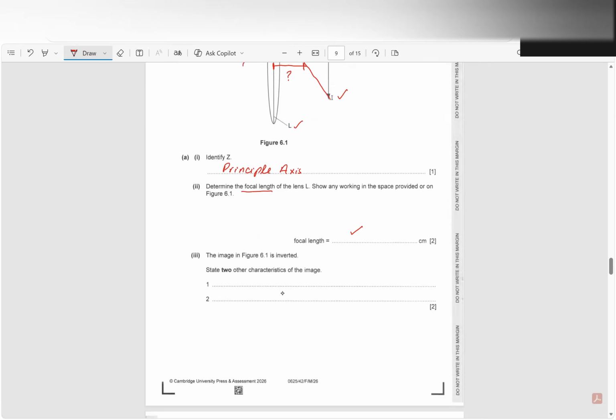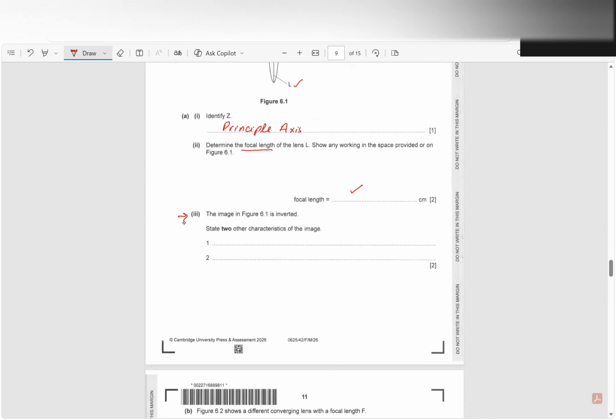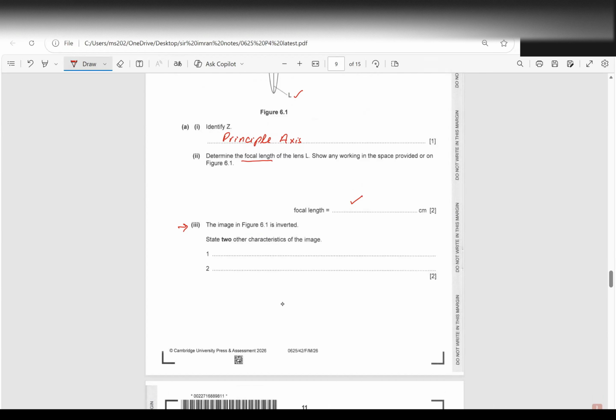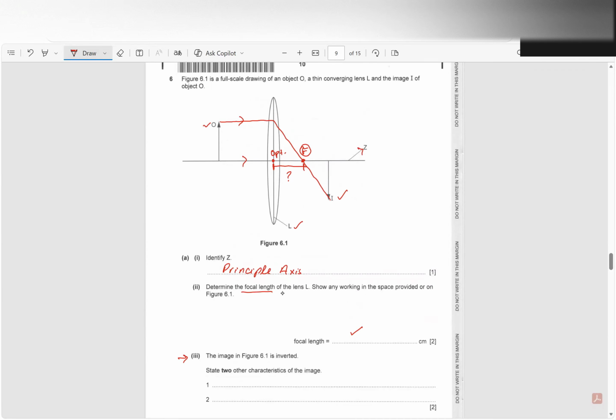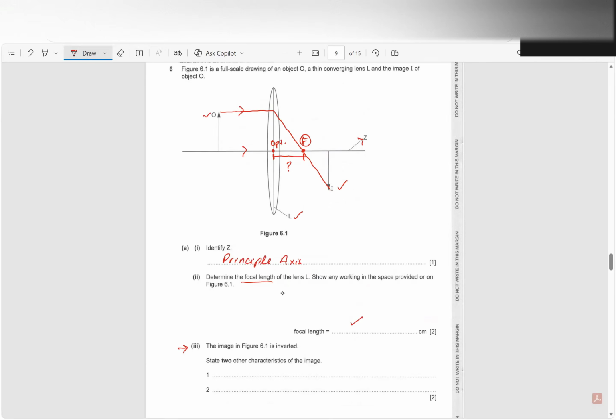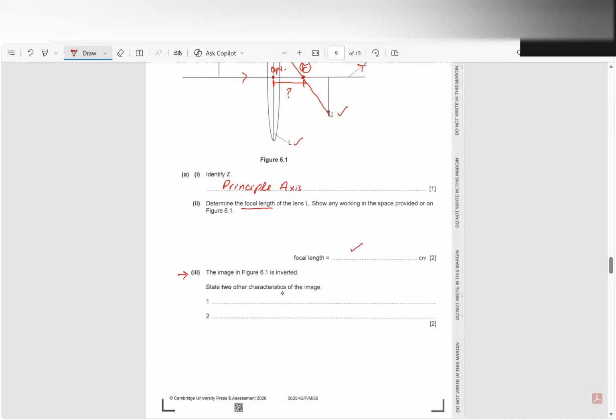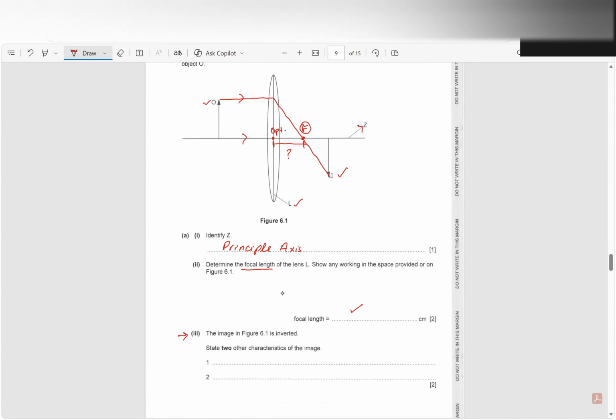Moving on. We have the next part, part 3. The image in figure 6.1 is inverted. And this is what we see here. Look at the arrow. It is upside down. So therefore, it is representing that the image is inverted. Moving on, state 2 other characteristics of the image. One, that the image is inverted is already given to us by the examiner. We have to state 2 more characteristics of this image.